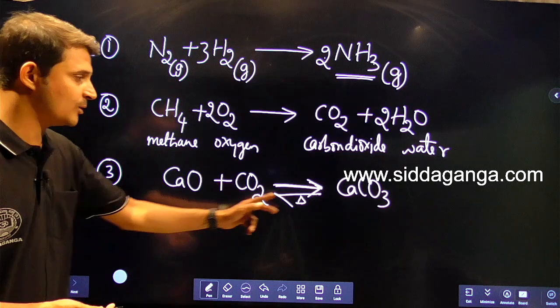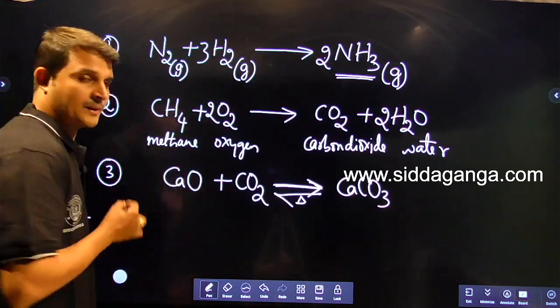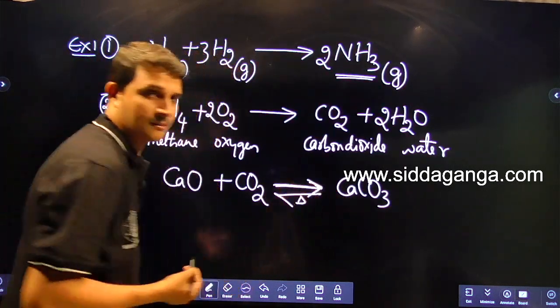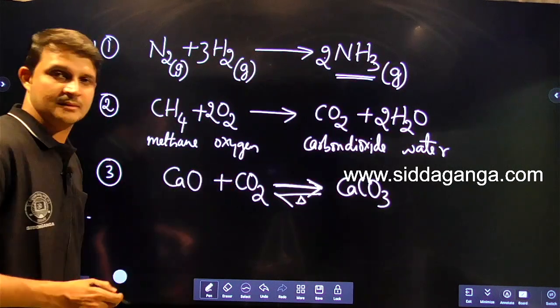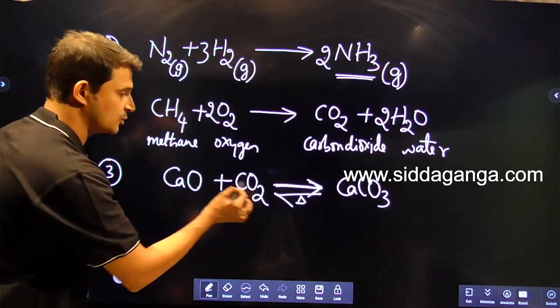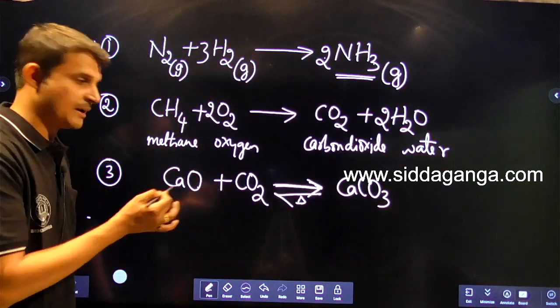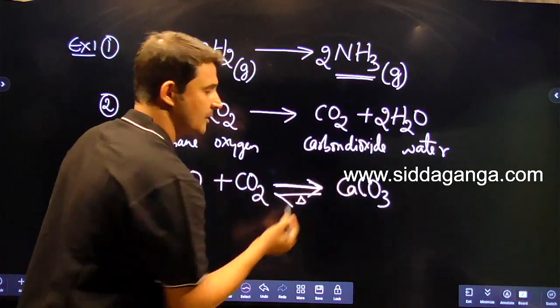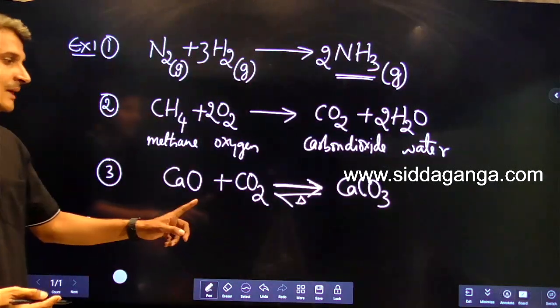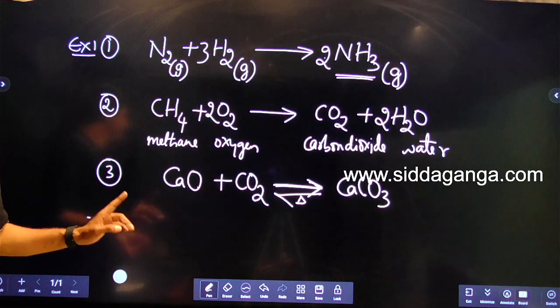Okay, so let's try to balance this reaction. Calcium atom 1, calcium atom 1 here, so both are balanced. Oxygen atoms 1 plus 2, 3 oxygen atoms, so here also 3 oxygen atoms, balanced. Carbon 1, here also 1, so it is a balanced chemical equation.